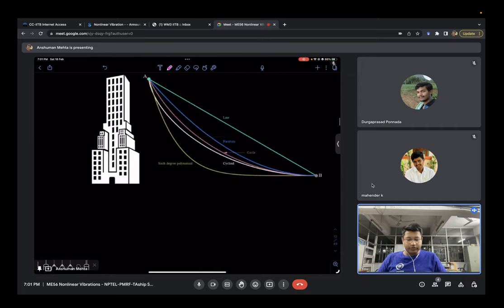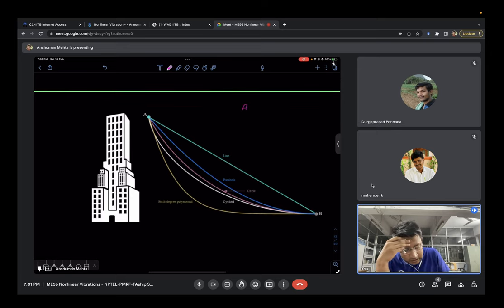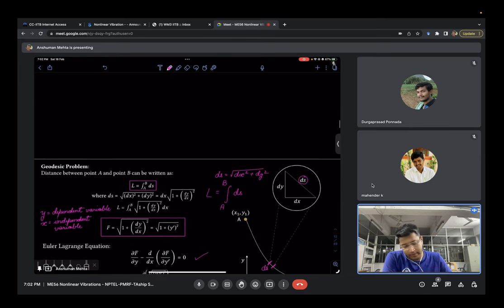Now I ask you a question. Riddler has these options, I can write here: A is line, B is parabola, C is circle, D is cycloid, E is a 6-degree polynomial, and F is others. Can you guess which is the correct answer by which Batman can descend in minimum time so that he can save the girl? Anyone want to try? Out of these options, which takes the fastest or minimum time?